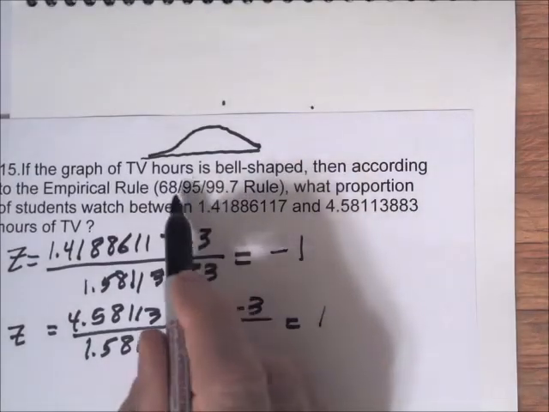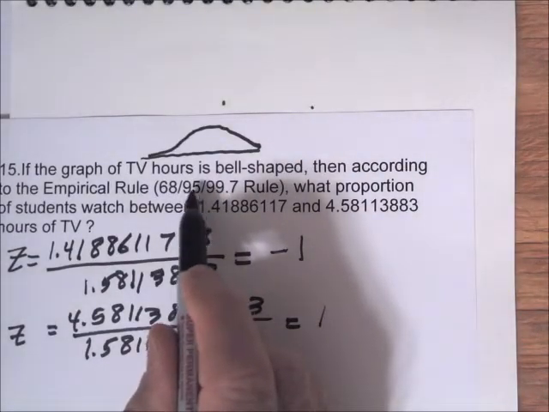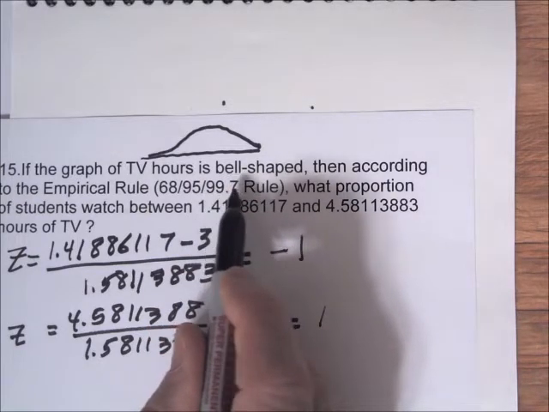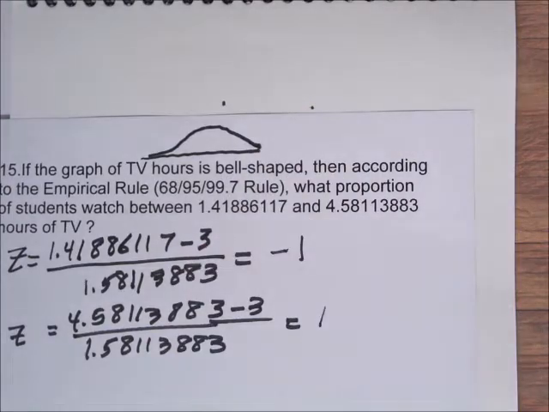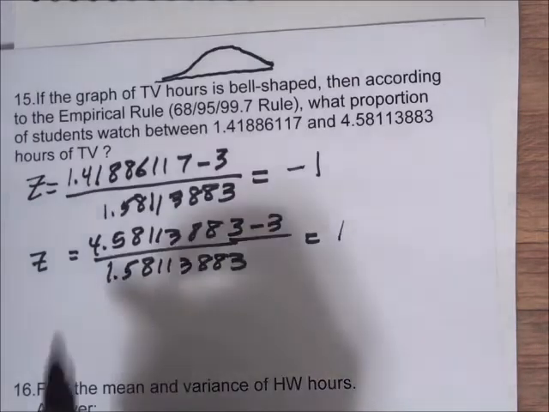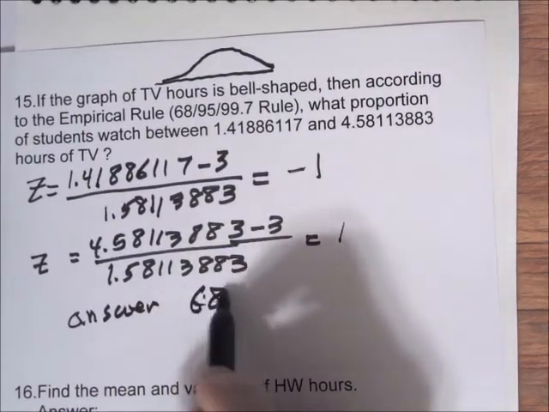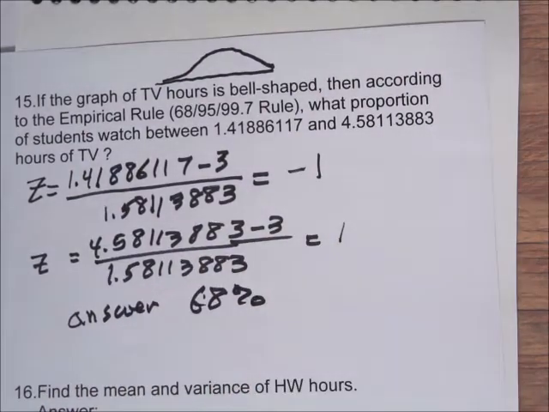So that would be the first percentage. If you have z-scores of negative 2 and 2, that would be the second number. Z-scores of negative 3 and 3, that would be the third number, the 99.7. But these are between negative 1 and 1, so the answer is 68%. So 68% of the students watch between 1.4 and 4.58 hours of TV.